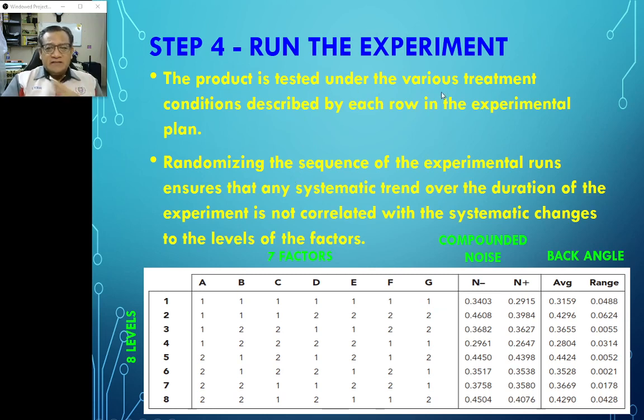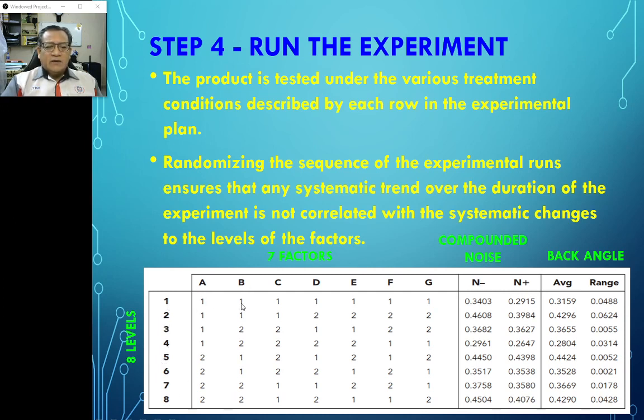The product is tested under these various treatments, very different types of trial and error, or many combinations of experiments, and for each of the experiments you capture the data. All right. So, for example, the product is tested under various treatment conditions described by each row of the experiment. For example, for each row, right? There are 7 factors you want to monitor, factors on performance, right? And there are 7 factors, and there are 8 levels of variation, right? At A, you set the value at 1.